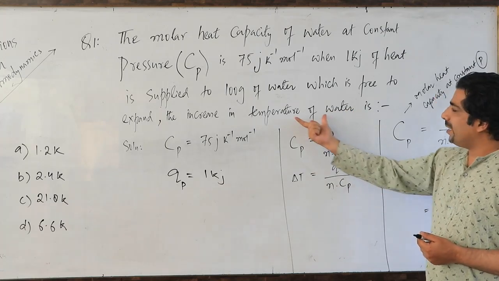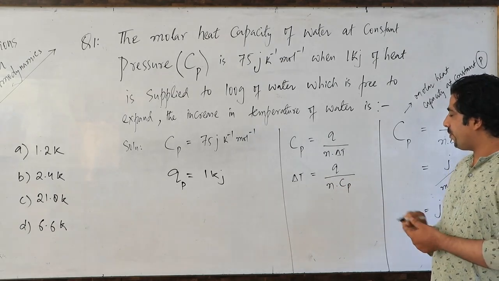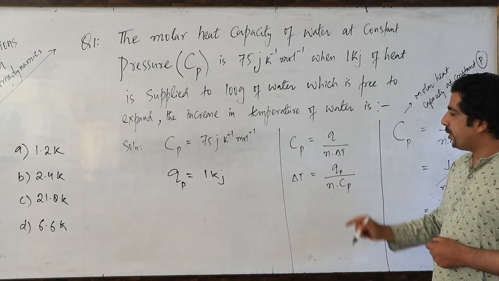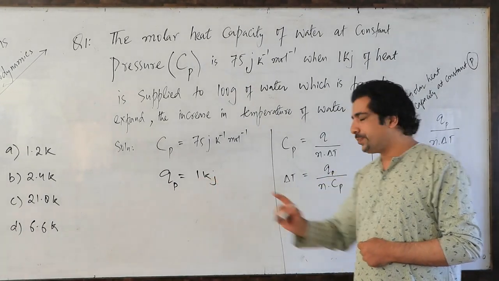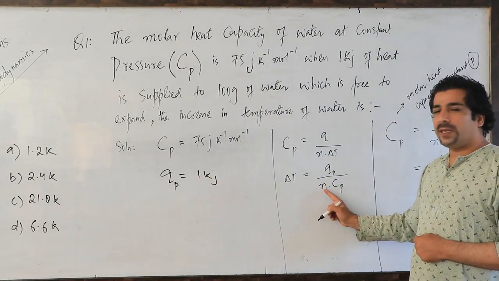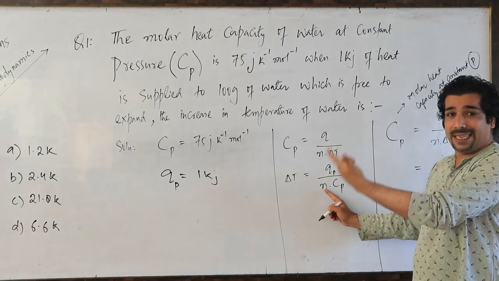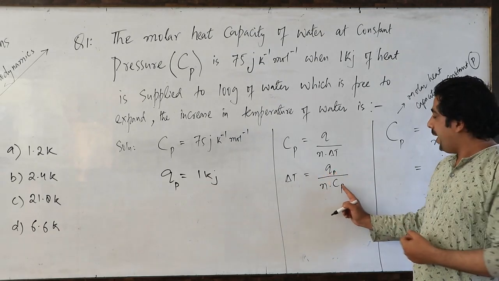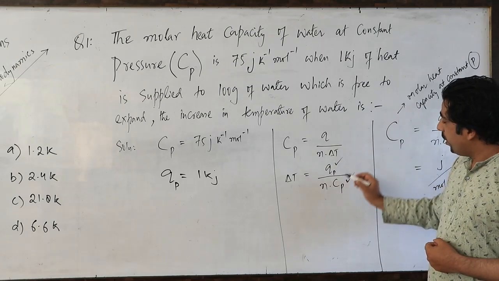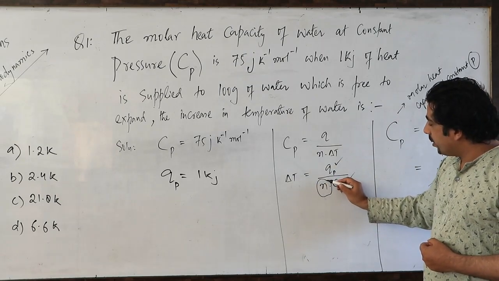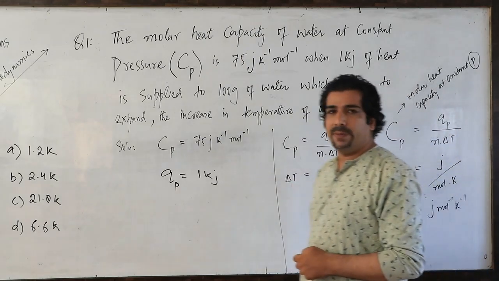But in order to calculate the increase in temperature of water, I should know all these things, my dear friends. And I know Qp. Qp is 1 kilojoule. Correct? And N stands for number of moles. We are not aware of the number of moles here, but we can calculate it. We know Cp, we know Qp, but we have to find N. So once we find N, we can easily tell the increase in the temperature, my dear friends.